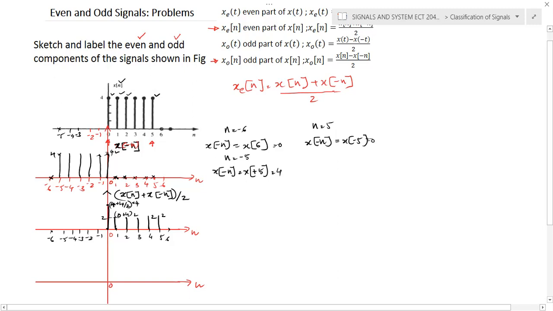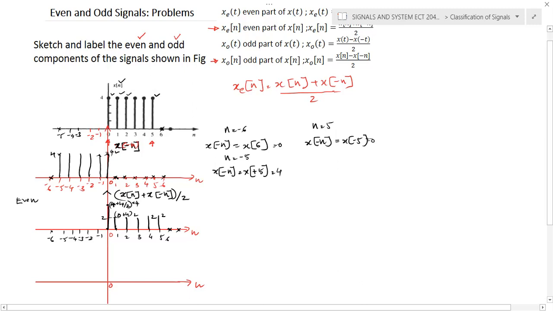From 6 onwards, here it is 0, here also 0. So 0 plus 0, 0 by 2, you'll get 0. So from 6 onwards, you will get 0 values. But it's very important: for the given signal x of n, there is no negative part. But when you find the even component of the signal, which this actually is, there will be both a positive side and a negative side. Only then does it become an even signal.